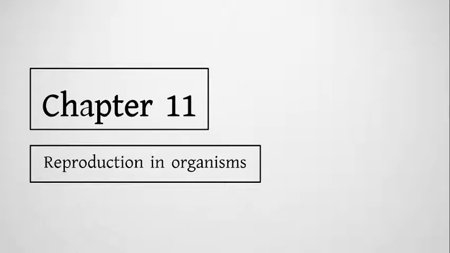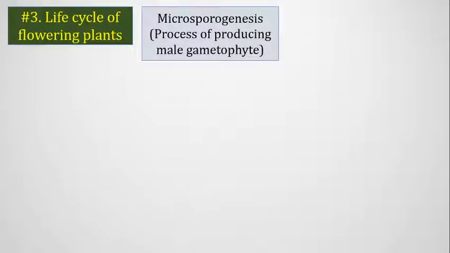Today, inshallah, we will discuss two phenomena called microsporogenesis and megasporogenesis. That means the production of the male gametophyte and the production of the female gametophyte inside the flower. How these gametes are produced is called microsporogenesis and megasporogenesis. Inshallah, we will also discuss the fertilization process in plants to some extent.